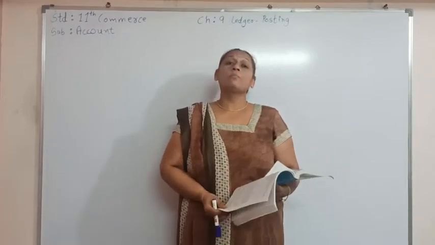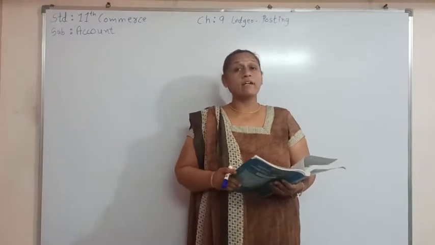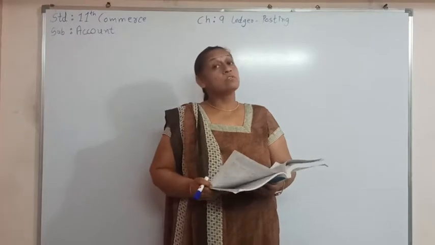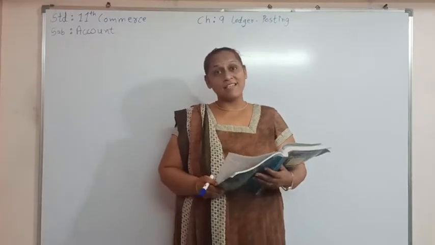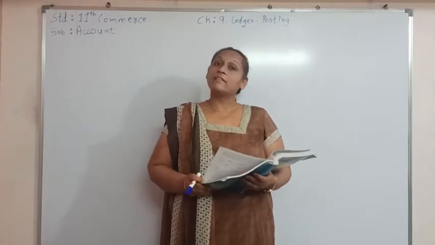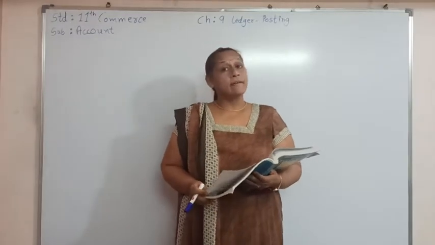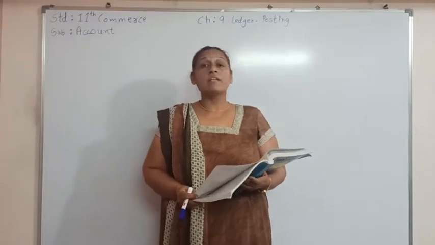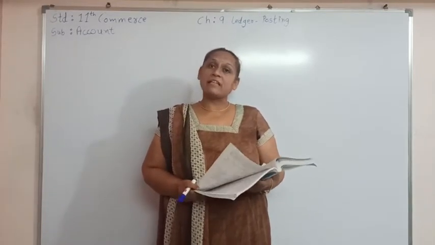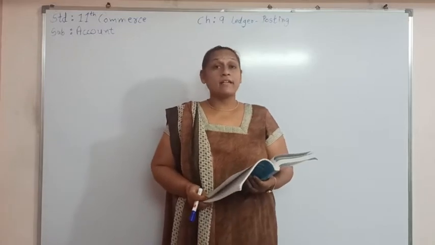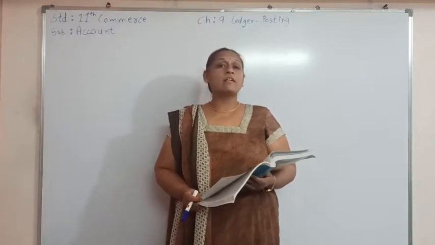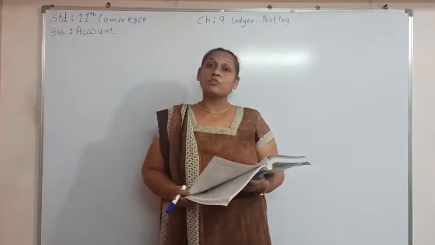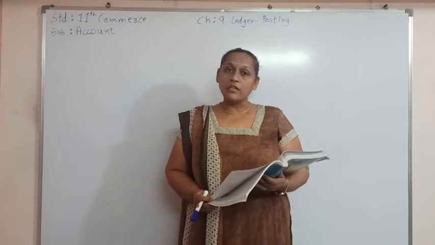To balance the account we have to find out the total of both sides. If the total of the debit side is more than the credit side, that is called debit balance. If the total of the credit side of an account is more than the debit side, that is called credit balance. And if both sides' totals are equal, that is called a squared up account. So this is how we find out the balance of the account.